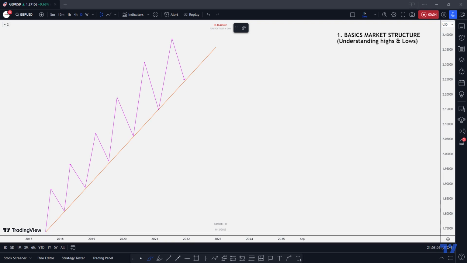And now the question is, which part is the market trending to? Where is the market trending to? That's how you know. That's how you identify trends.